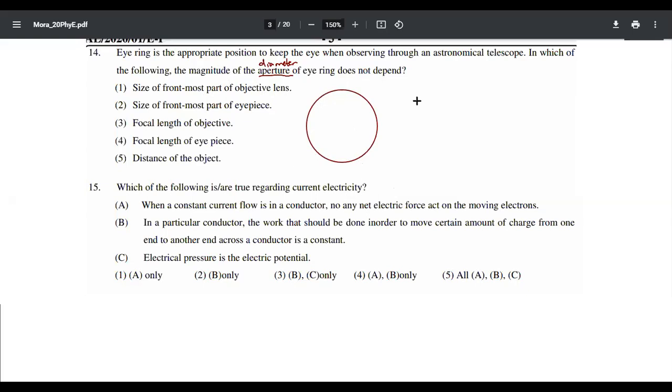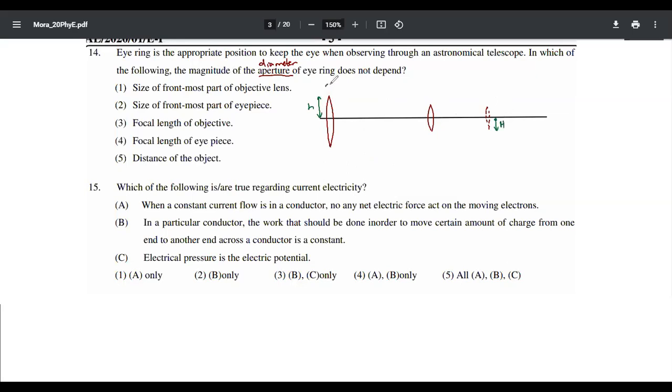Now for this, I think you have to go for the definition of eye ring. What is the definition for eye ring, people? Eye ring is the image of objective lens created by the eyepiece. So it will be created somewhere here. We have to consider this as the object height, small h, and this as the image height, capital H.